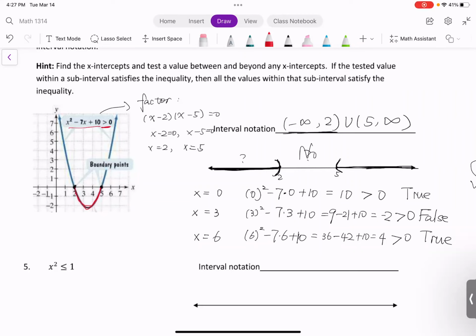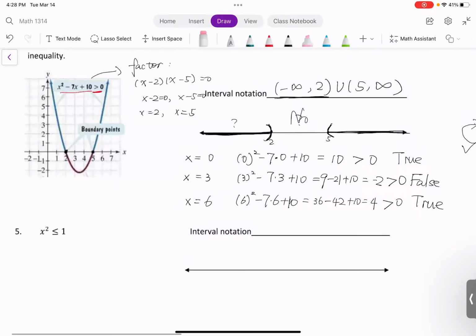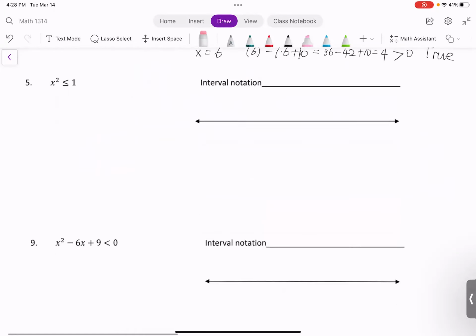So we can use this method. First, factor the polynomial. Second, find the x-intercept. And then by finding the intercept, the number line has been divided into several parts. We choose one point from these intervals. So we try to see which one makes the inequality greater than 0 or less than 0, or if there is an equal sign, just satisfy that inequality, make the inequality true. All right, let's see the next one.